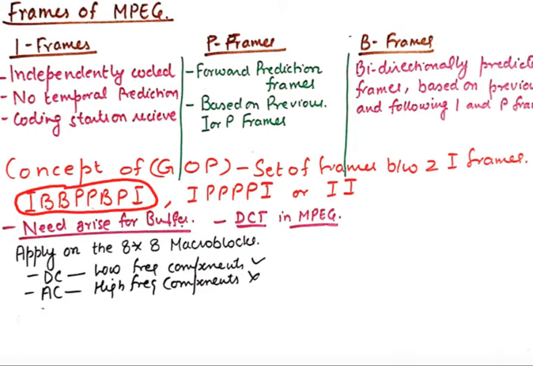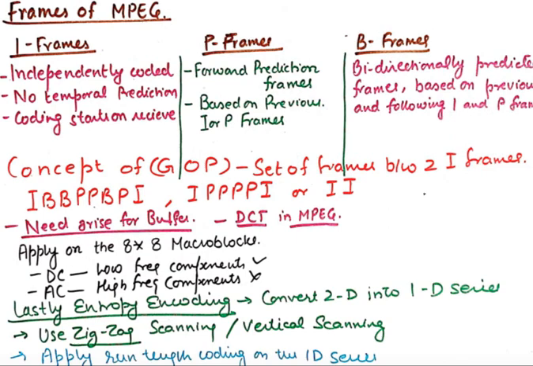And then the need arises for the buffer, and DCT in MPEG is applied on 8x8 blocks, and we convert a 2D image into a 1D series using encoding, and we could use zigzag scanning or vertical scanning, and we could use run length coding in the 1D series.